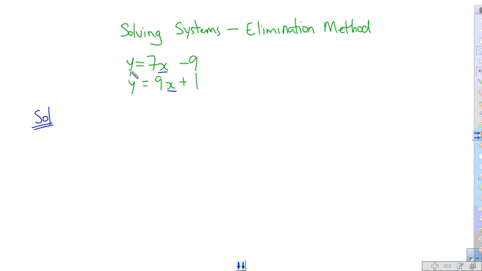What about y? Well, the coefficient of the y variable here is 1. The coefficient of the y variable here is 1 as well. So in that case, the coefficients are exactly the same. We don't have to even change it. So in that case, this makes the elimination method very easy. So let's write the systems of equations again.